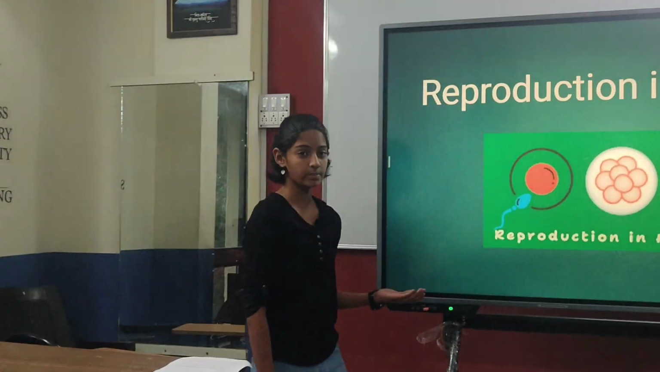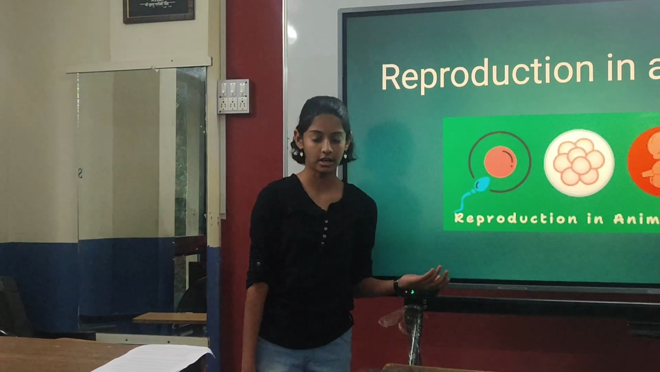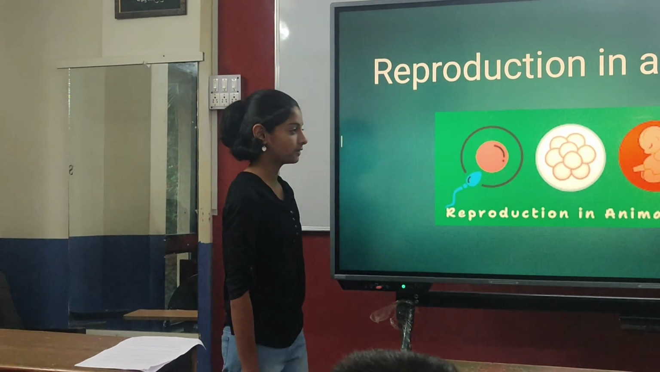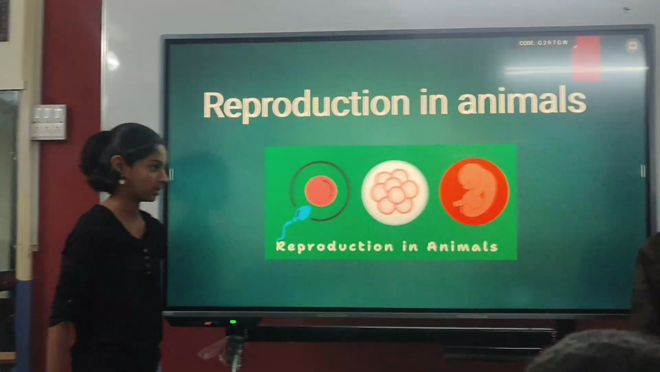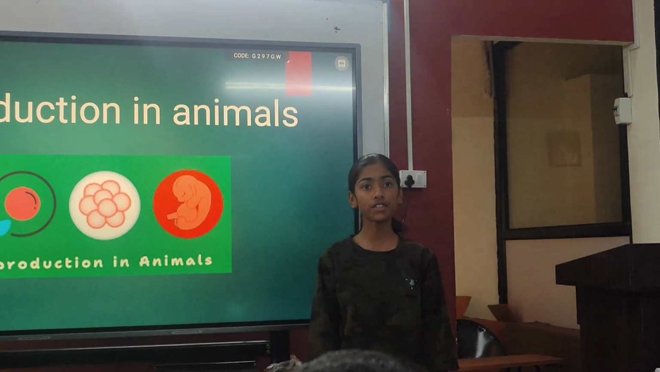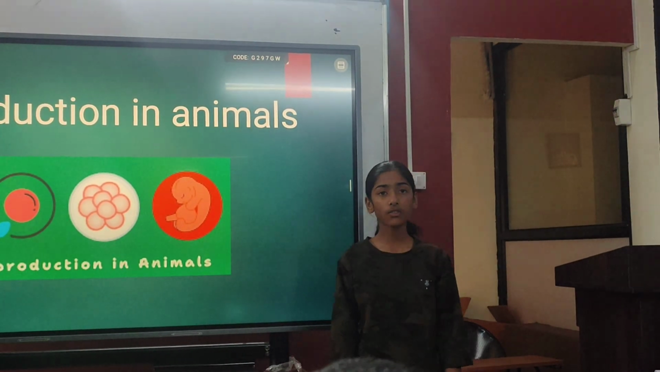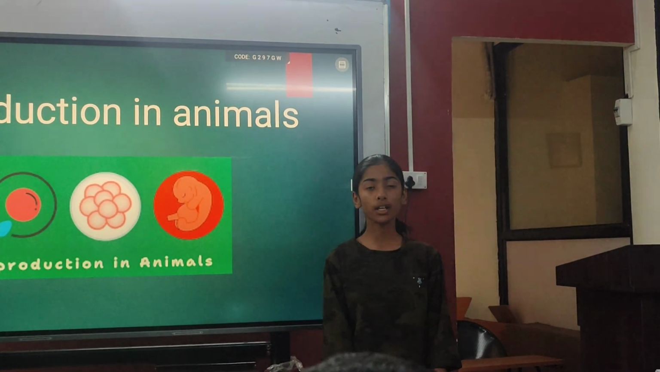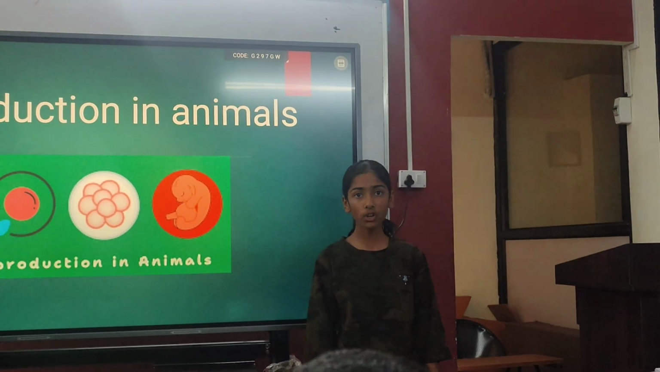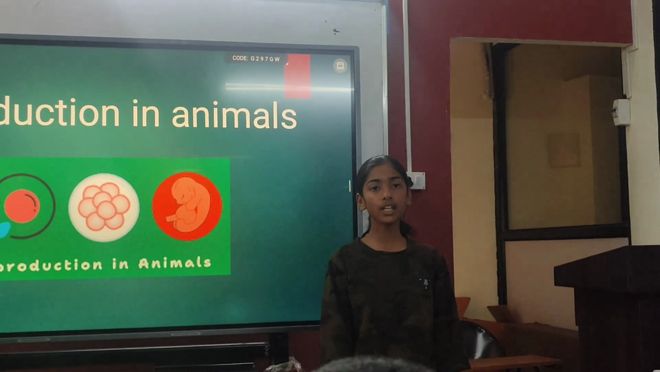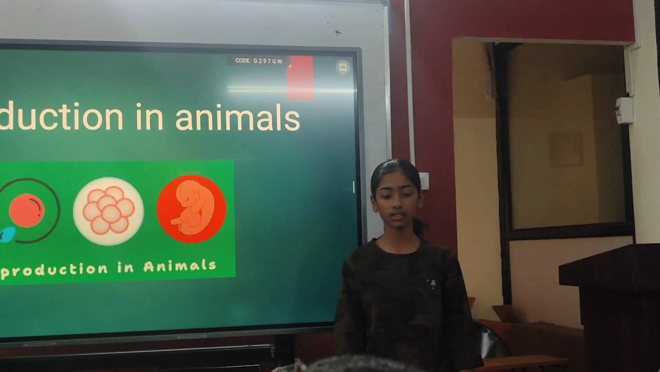But I realized how important reproduction is for the continuation of species. But what would happen if reproduction didn't take place? Reproduction is essential because it ensures the survival of species. If organisms didn't reproduce, then the number would decline because of old age, diseases, predators, etc. And eventually the species would become extinct.